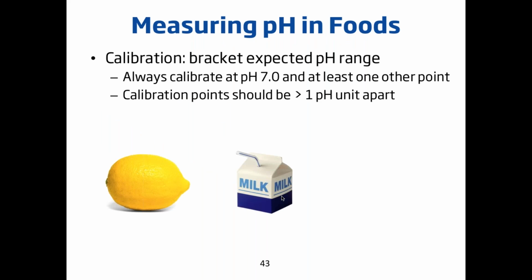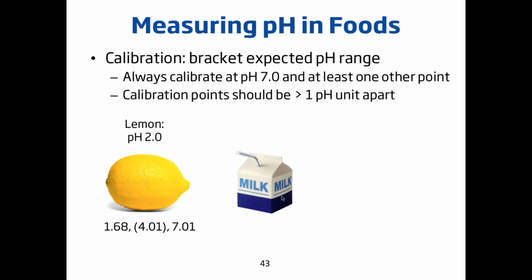When we're calibrating, we want to make sure that we're bracketing our expected pH range. We always want to calibrate at pH 7 and at least one other point, and our calibration points should be more than 1 pH unit apart. So just some examples. A lemon is pH 2.0. Which points would we want to calibrate to?